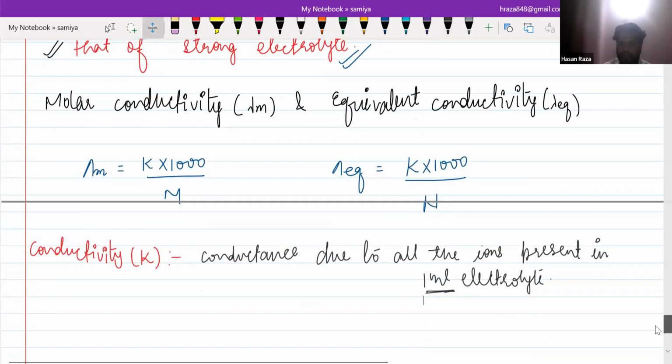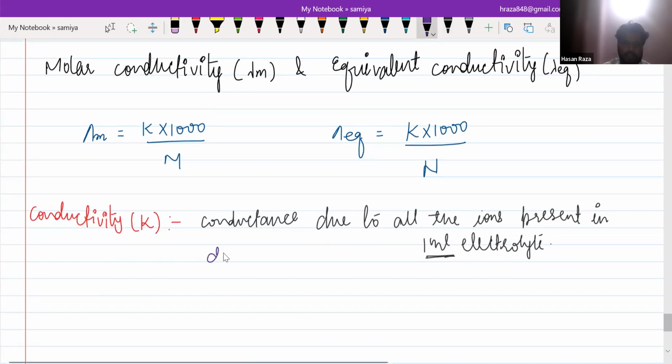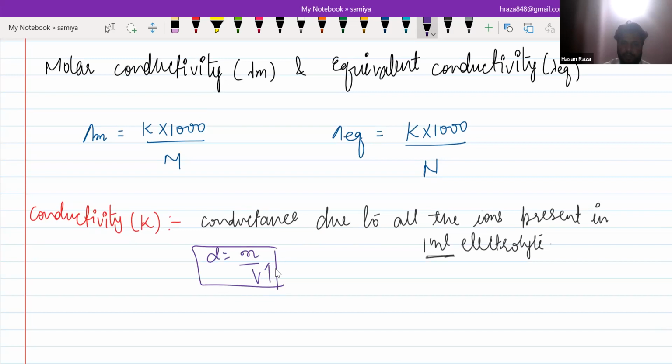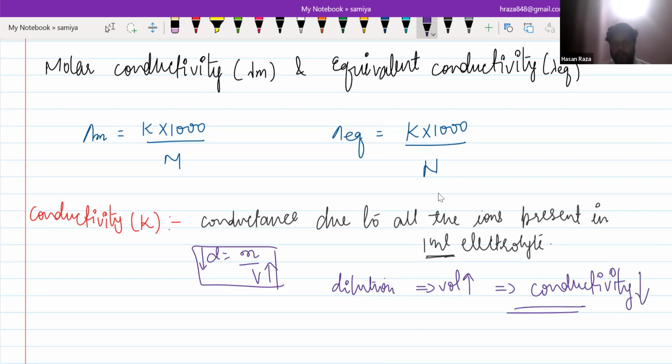So due to dilution, you know that density is equal to mass upon volume, and if you increase the volume, density decreases. Due to dilution, volume increases, and when volume increases, conductivity decreases. Is that clear? Is this point clear, Samia and Madiha?